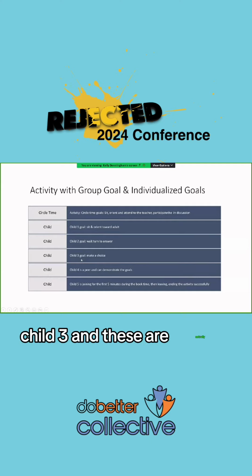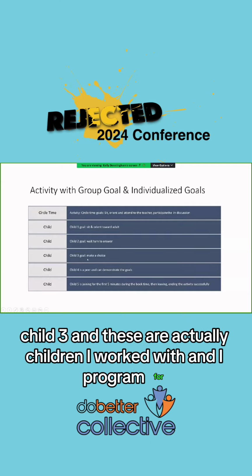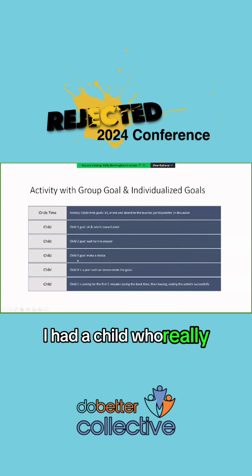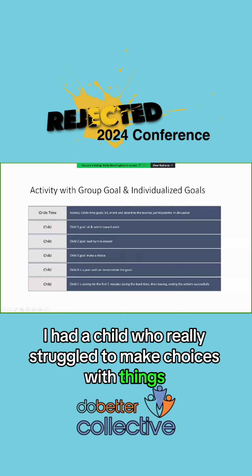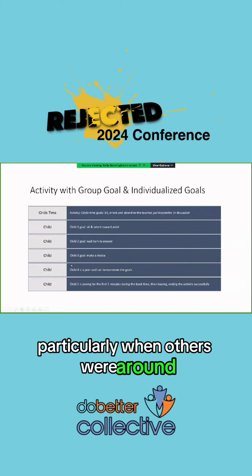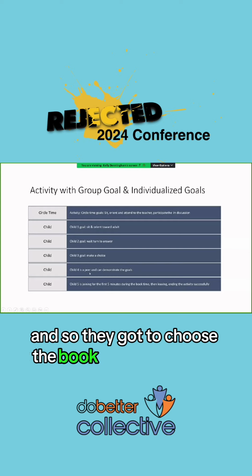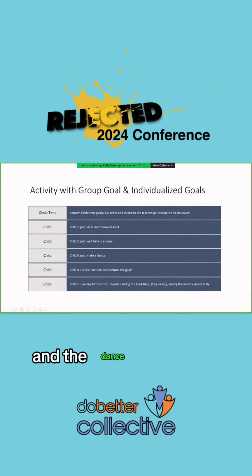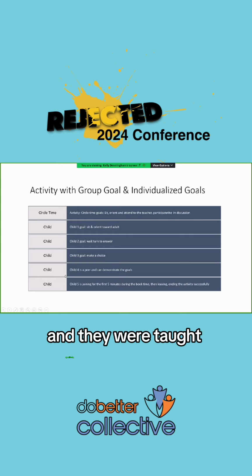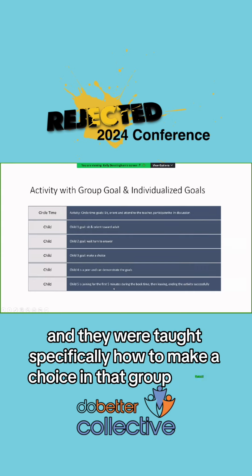Child three, and these are actually children I worked with and I've programmed for. I had a child who really struggled to make choices with things, particularly when others were around. And so they got to choose the book we read and the song that was happening and the dance that we did. And they were taught specifically how to make a choice in that group format.